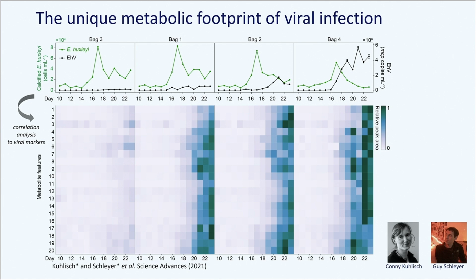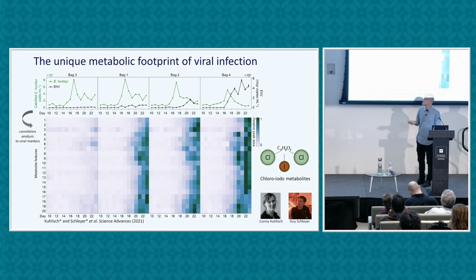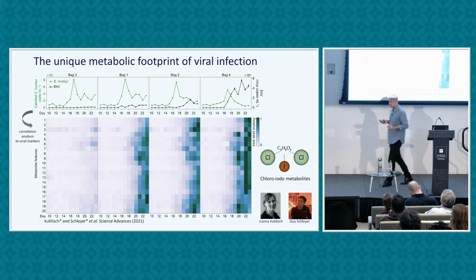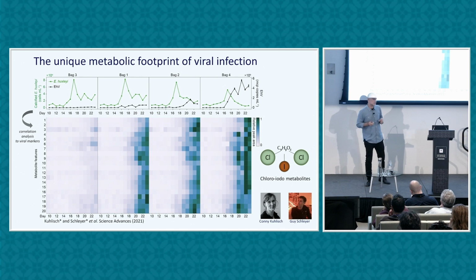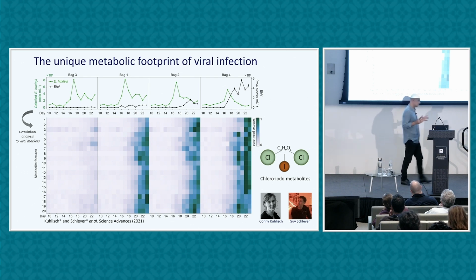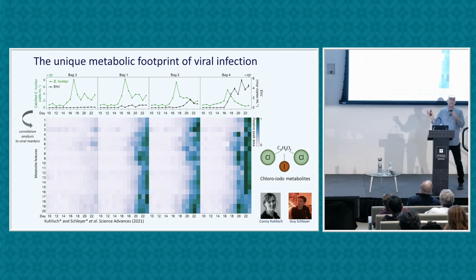So we correlated to unique viral genes and metabolic biomarkers, and what we found is these unique 20 molecules, which are all highly halogenated molecules. They are chloroiodo metabolites. This is heaven for the natural product community, we realized, because many of these molecules are important bioactive molecules, antiviral and antibacterial.